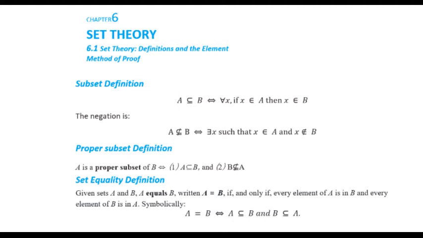Hello everyone, we start chapter 6, set theory, and section 6.1, which focuses on definitions of set theory. We start with the definition of subset and proper subset and set equality. As you remember in chapter 1, we defined subset, but here we are going to define it in a more symbolic way using what we learned in chapters 2, 3, and 4 using predicates.